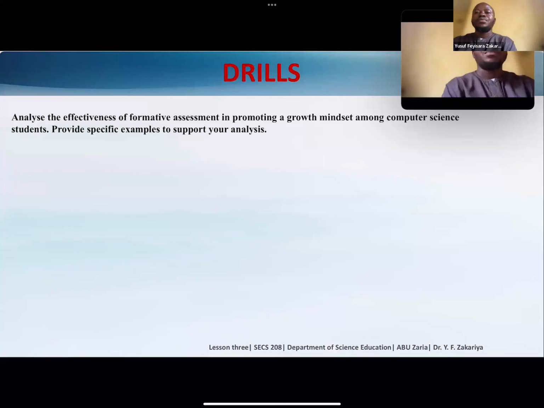Look at this question. Can someone read this question for us? Analyze the effectiveness of formative assessments in promoting a growth mindset among computer science students. Provide specific examples to support your analysis. Thank you very much. Now, this question is for everybody.